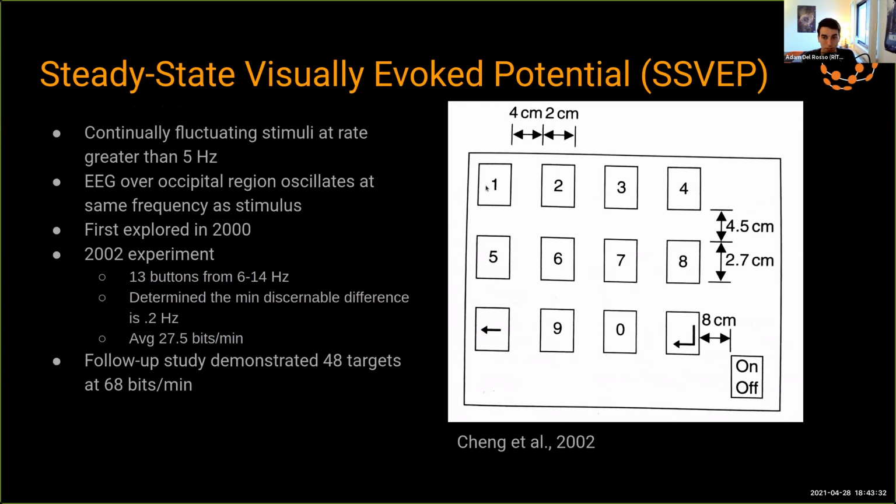And moving on to what Harrison just mentioned, this is a steady state visually evoked potential, SSVEP. Rather than just a quick flash of something that they're focused on, it's a constantly fluctuating target area on the screen, usually at a rate greater than 5 hertz, which is what works well. For this, we're looking at EEG electrode recordings over the occipital region of the brain, which is in the back. And you're actually able to detect that same frequency that you see on the screen from those electrode locations. This was first explored in the early 2000s, and a typical format will be a bunch of buttons or menu options on a screen, with some element flashing at a certain rate.